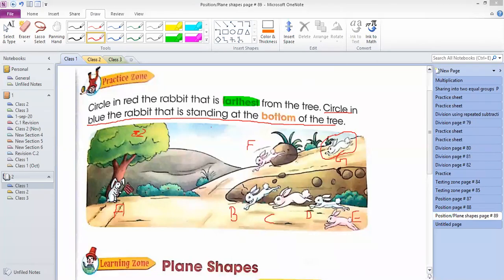That's a very easy question. And you can see there is only one rabbit which is standing at the bottom of the tree. And he is that rabbit. So I take a blue one and I will circle this rabbit with the blue one. Okay, and you can use color. So guys, is that clear to you, this activity? Yes.